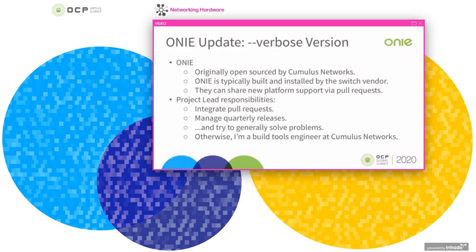So to get into a little bit more detail, ONIE was originally open sourced by Cumulus Networks. It's typically built and installed by the switch vendor, so ONIE has core code, and then the switch vendor will add these particulars for the platform they want to support, and then they have the option of adding support for that to the project as a pull request, which I will then process. As project lead, I also manage quarterly releases, try to generally solve problems, and apart from that, I work on build tools at Cumulus Networks.